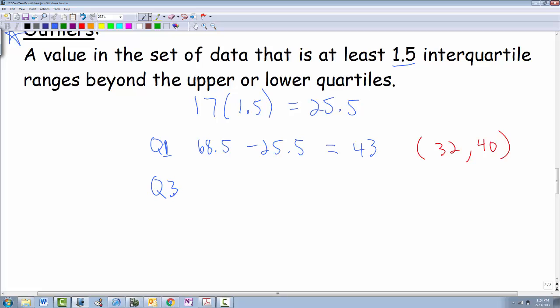Now, there could be outliers in the opposite end. By the way, what's the quartile 3 number?